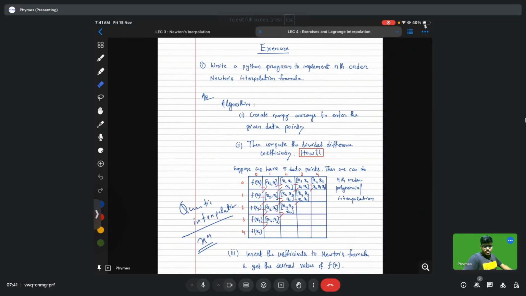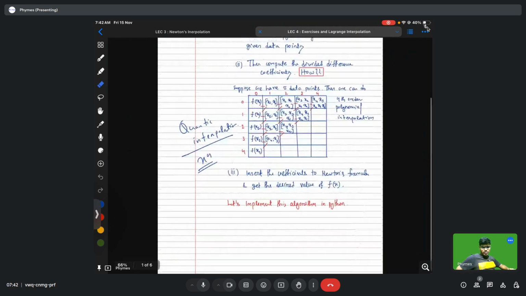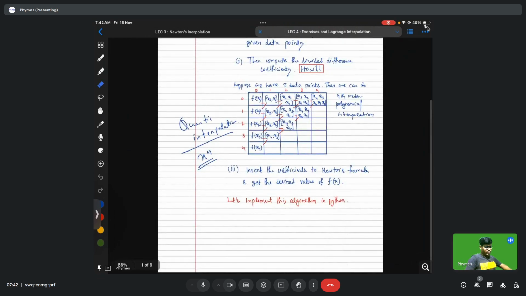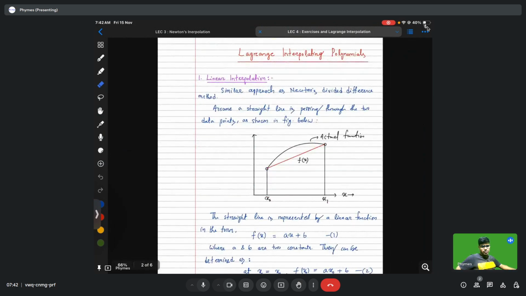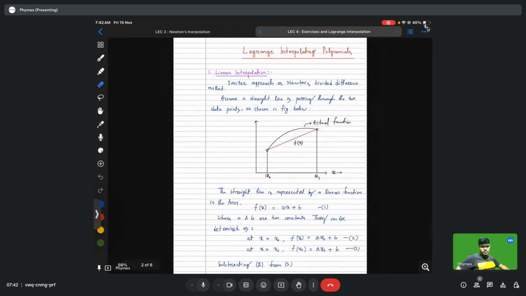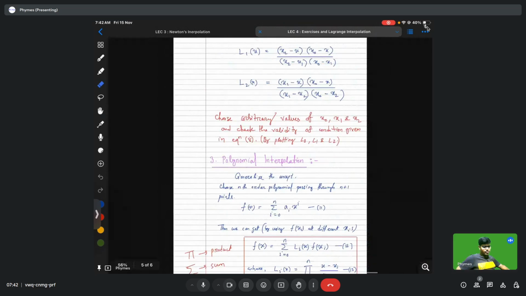Okay, so in the last class, we discussed Newton's interpolation method, and we also discussed how to implement the method using Python here. And today we are going to discuss the Lagrange interpolation method. And after that, we will see how to implement both of these methods in Python.